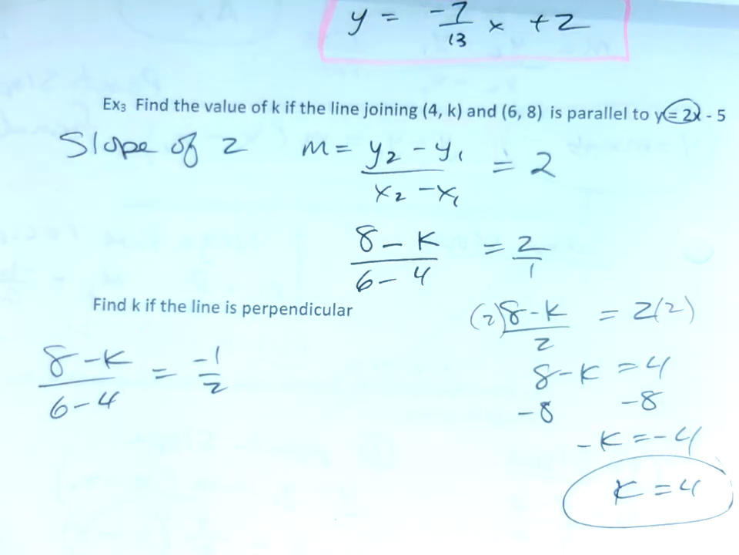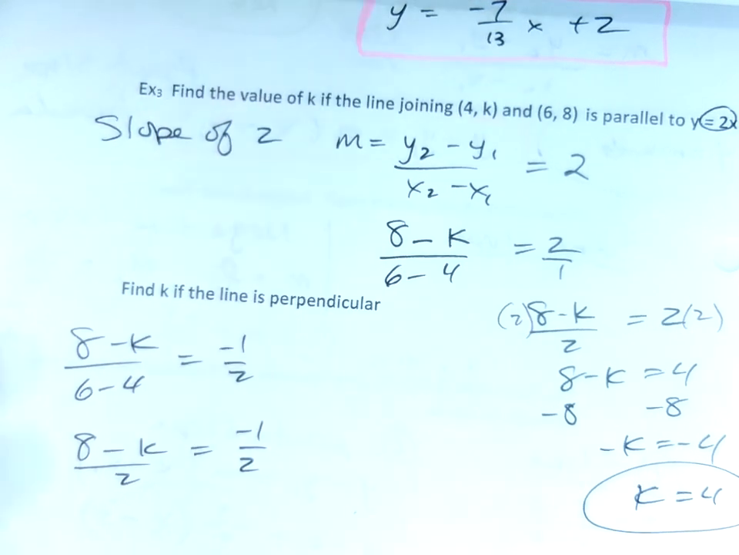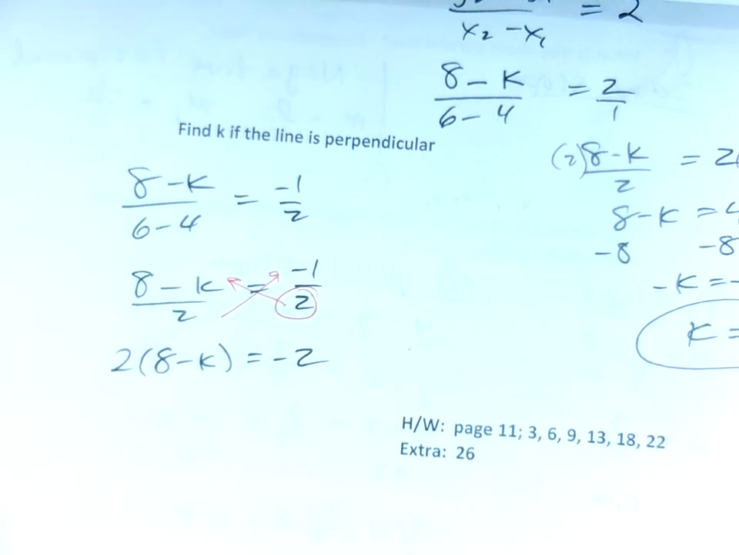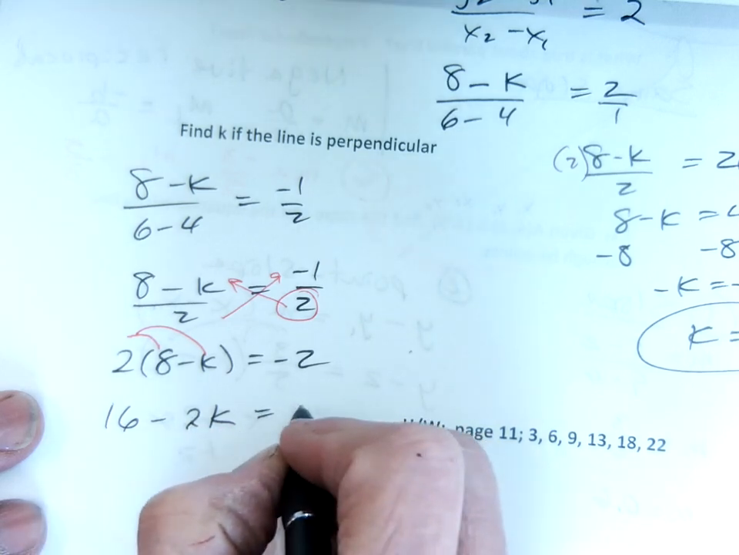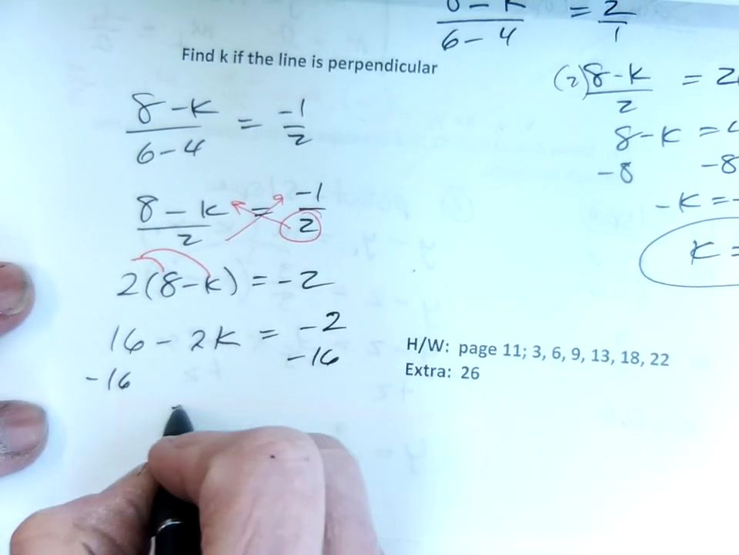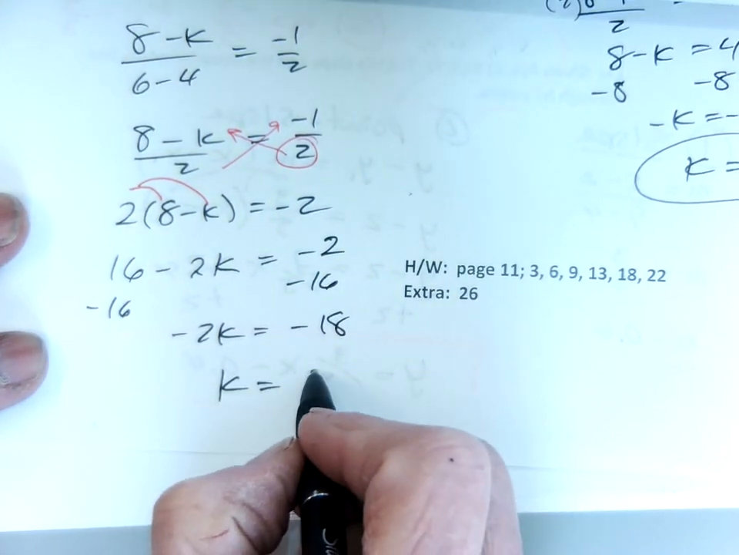Okay, now I'm just going to solve again. I'll have 8 minus k over 2 equals negative 1 over 2. I'll cross multiply. You guys remember how to cross multiply? Probably not. Fraction, I'll cross multiply, go that times that, and that times that. Cross multiply is easy. So I'll have a 2 times 8 minus k equals negative 2. I'll distribute 2 times 8, 2 times negative k, so I'll get 16 minus 2k equals negative 2. Negative 16, negative 16, negative 2k equals negative 18. Divide by negative 2, and k is positive 9.